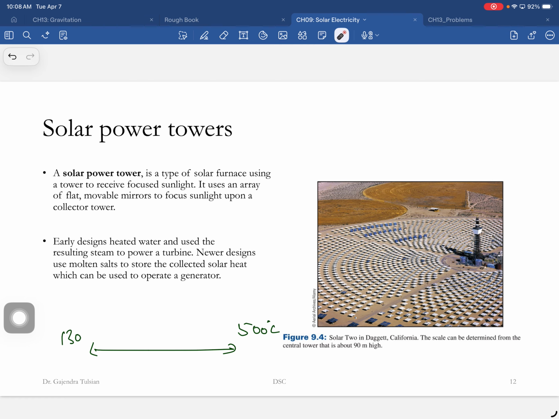So early designs heated water and used the resulting steam to power a turbine. The problem with heating water is the steam doesn't retain heat over long periods. It'll condense and so on. A salt will remain hot overnight and for a longer time. So newer designs use molten salt to store the collected solar heat, which can be used to operate a generator.